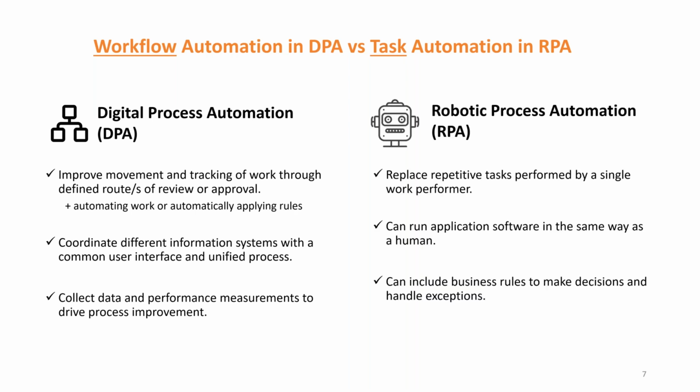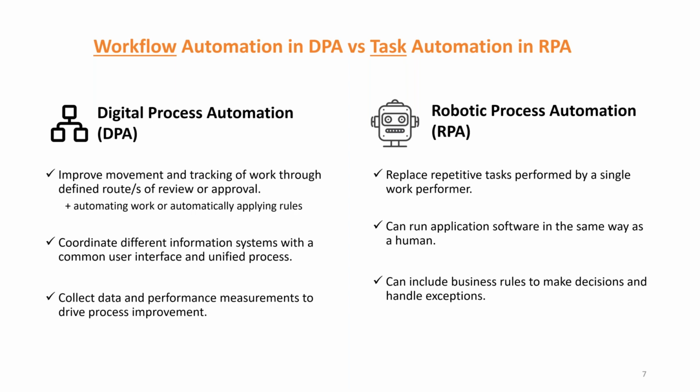Now, RPA, robotic process automation, this is more to do with things that are happening on an individual's desktop for the most part, replacing those repetitive tasks that are performed by a single work performer, something that can run the application software in pretty much the same way that a human can, with business rules to make decisions and handle exceptions. And some people are getting very interested in combining machine learning with this so that robots can learn and adapt from the things that they're working on, so that they can take on more and more of these types of complex decisions. But that's RPA in a very high level nutshell.